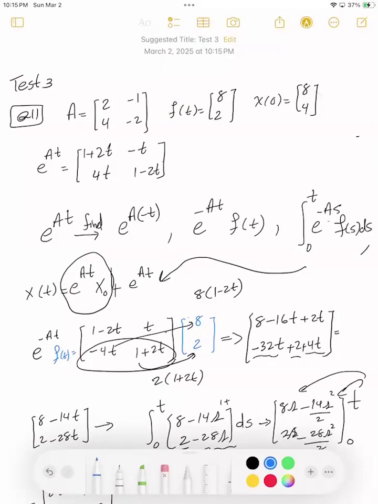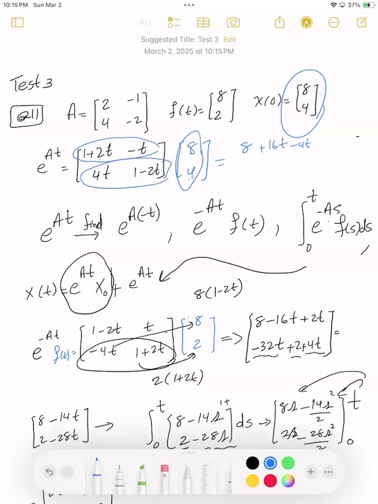I have to multiply this by that, 8 and 4. So we multiply this by 8 and 4. 1 times 8 is 8. 8 times 2 is 16t. 4 times negative t is negative 4t. We're going to multiply this row by 8 and 4.